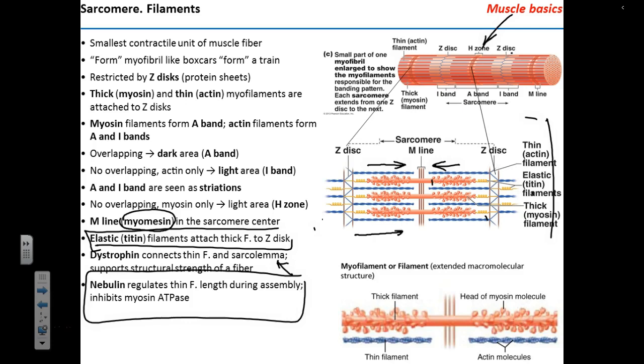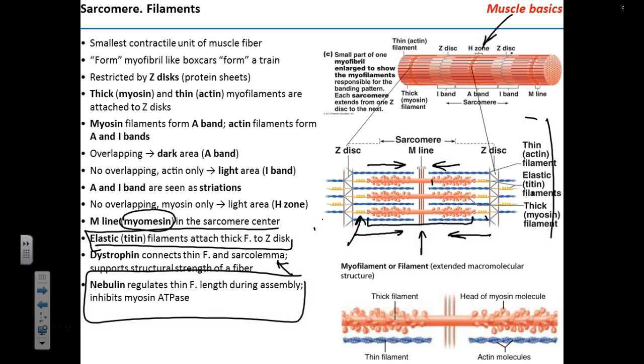So Z discs move closer to the M line. Myosin doesn't go anywhere, just stays in place. If I'm myosin, I'm not going anywhere. Do you see that? While actin slides towards the center. So that brings Z discs closer together, elastic filaments shorten, and the sarcomere altogether shortens as well.